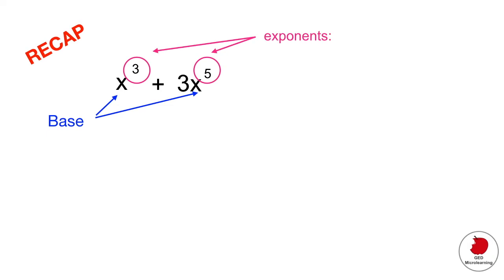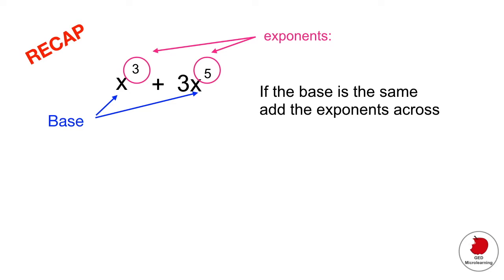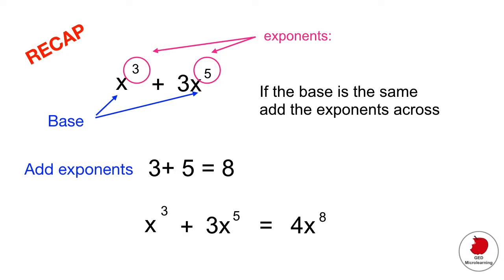So there's a rule when you add or subtract exponents, and it's that if the base is the same, then you can add the exponents across. Okay, so here, if we add the exponents, we would just say 3 plus 5 is equal to 8. And if we were to add the whole expression, you would simply add the x plus the 3x, that gives you 4x, and then the exponents would be raised to the power of 8. Okay, so that's basically all there is to adding exponents.